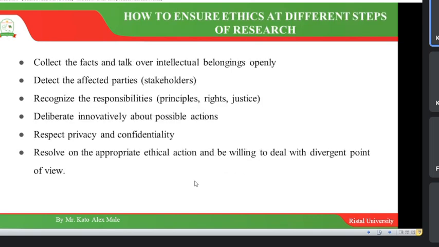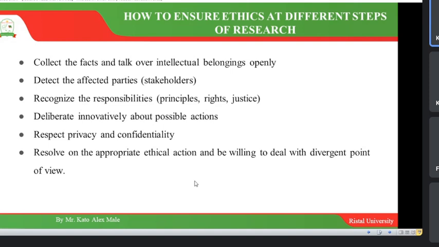How to ensure ethics at different steps of research. One, collect the facts and discuss intellectual property openly. Do not hide any information. Then identify any affected parties, if there are any. If you identify these affected parties, you can get involved and try to resolve any issue that was not resolved. And then recognize responsibilities.